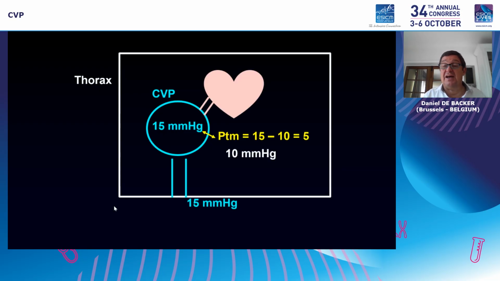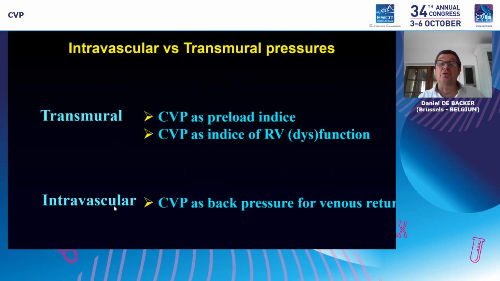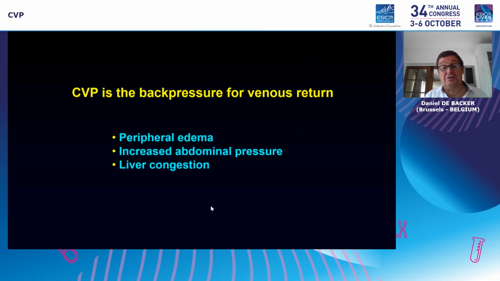If we are thinking of extrathoracic organs, then the 15 millimeters of mercury is a true pressure that these organs are facing as a back pressure for the kidney, the brain, and others. So really, it is a very important variable. But of course, for evaluating the cardiac function and especially response to fluid, it may not be the best in these conditions. However, again, for the back pressure, venous return, and for these other organs it is very relevant.